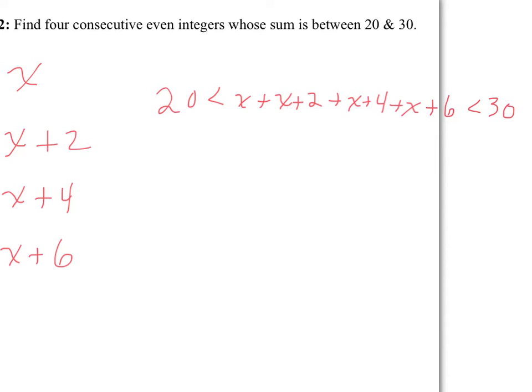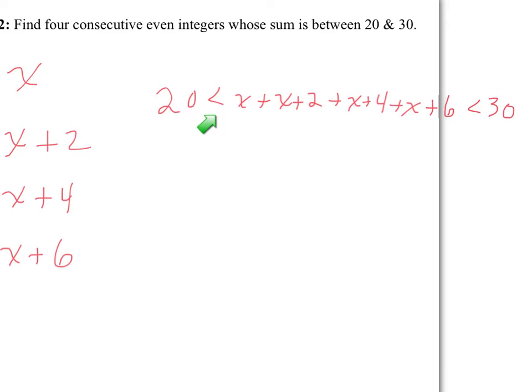So let's discuss. I'm going to point and talk. So if you're confused, just look up. Ready? The sum of the 4 consecutive even integers, that's this, is between 20 and 30. These are my endpoints on the number line. It's saying that 20 is the lower limit, 30 is the upper limit, and the sum of these is somewhere in between. Okay, somewhere in between.